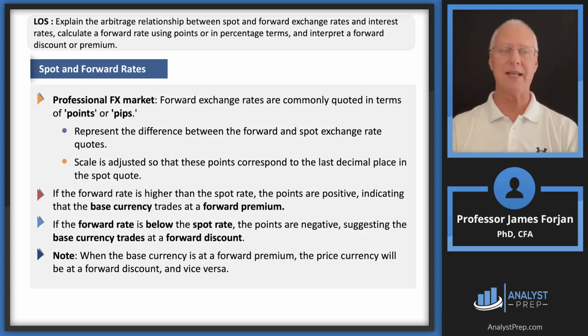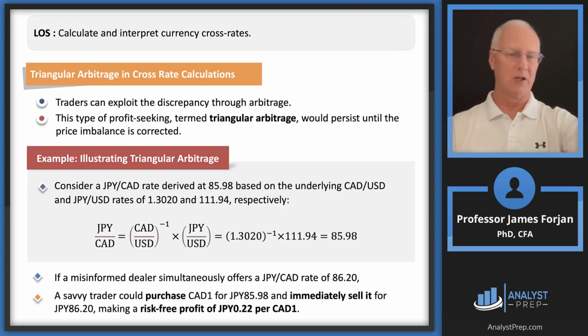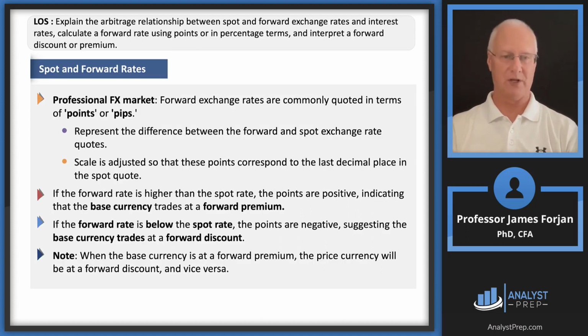Now, what we need to do is identify the base currency. So let me just go back here. Go all the way to the left of the equal sign: Japanese yen in the numerator, Canadian dollar in the denominator. The CAD, whatever currency is in the denominator, is known as the base currency.